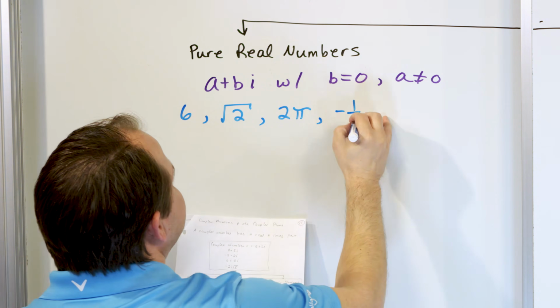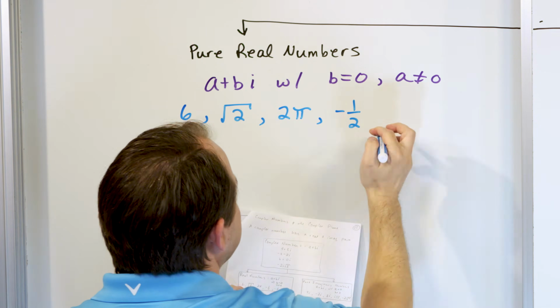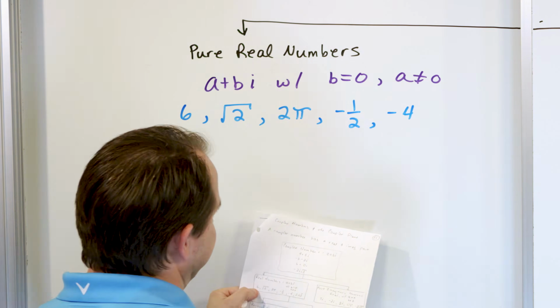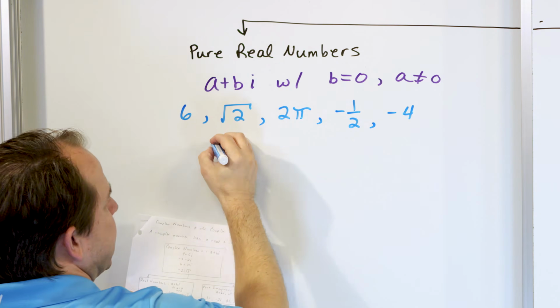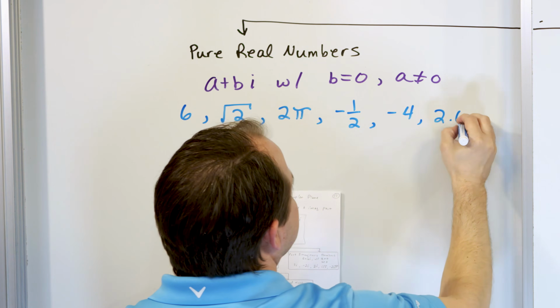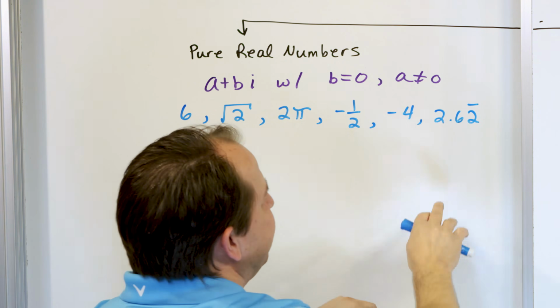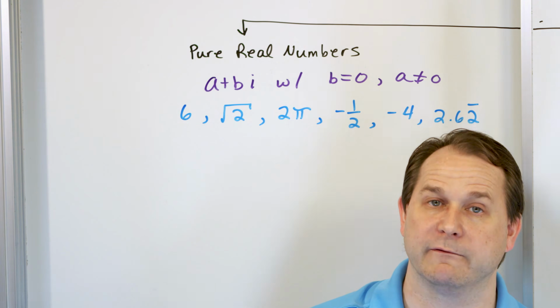Negative numbers are totally fine. They live on the number line. So like -1/2. Fractions are totally fine too. -4, that's a negative whole number or negative integer on the number line. And let's go down here and say, let's say 2.62 with a bar over the 2. You see, this is 2.622222222 that repeats forever, right?